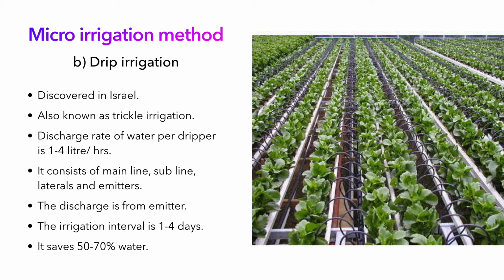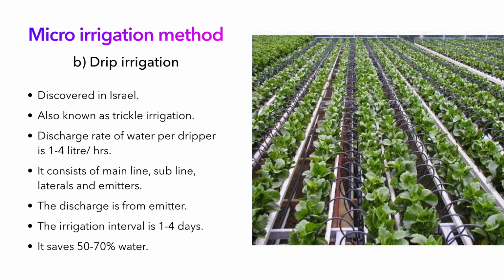The next point is it consists of main line, subline, laterals and emitter. It consists of one main line from where we provide water to our field, and sublines, which are those lines attached to main lines, and laterals are those which are attached to sublines, and emitter is a part from where water is discharged. The discharge is from the emitter.